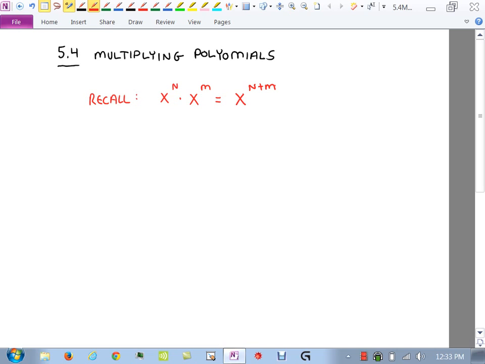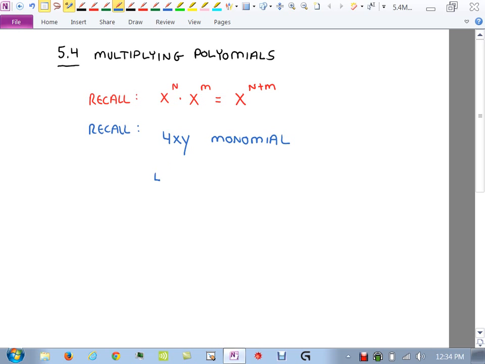So what we're going to do is start multiplying polynomials together. I also want to remind you of some definitions. If we had one term, we called it something, two terms, something else, three terms, something else. If I just write 4xy, how many terms is that? Just one term. We call single terms monomials. Mono meaning one. So 4xy is a monomial.